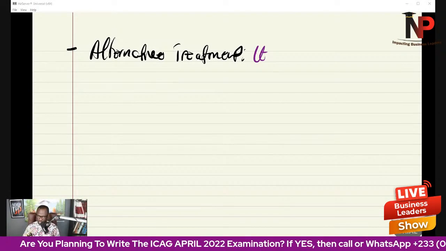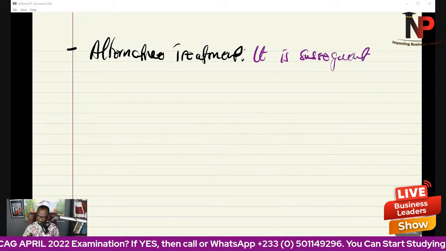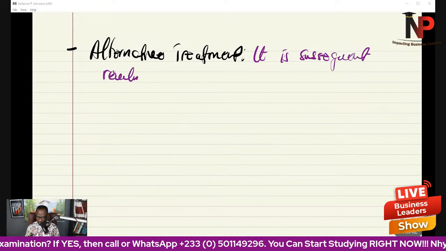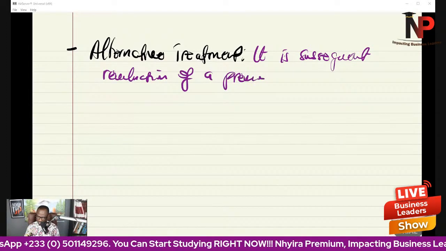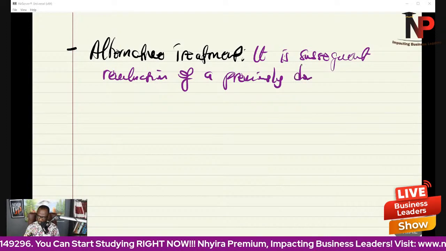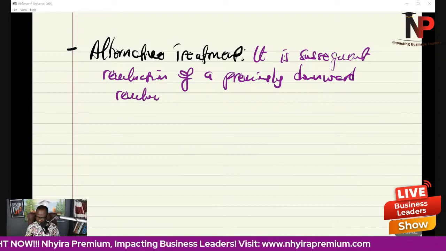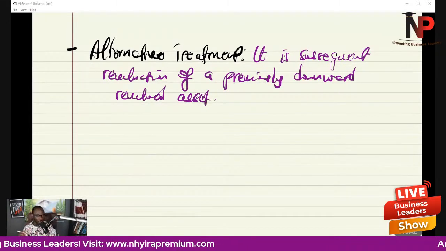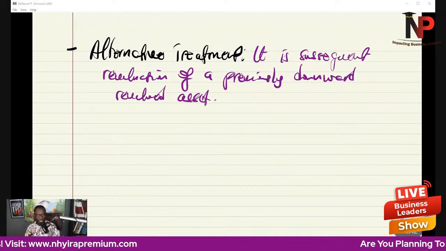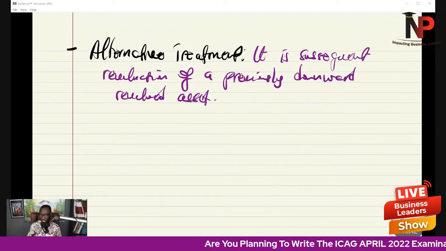So it is a subsequent revaluation of a previously downward revalued asset. Now, I'm going to explain this to you, but I want to take you to revaluation surplus first, then I'll come back and explain this to you.